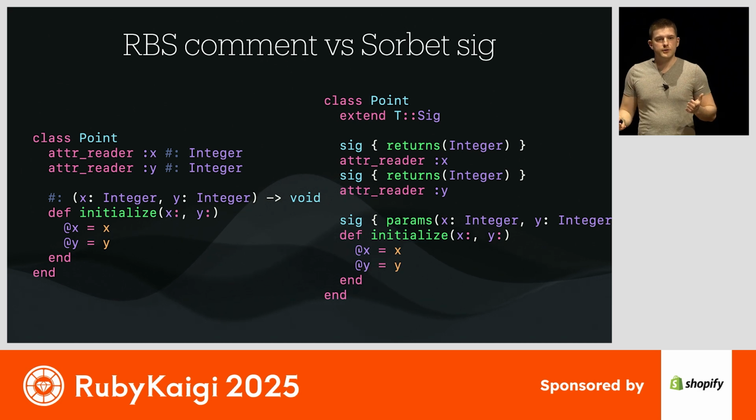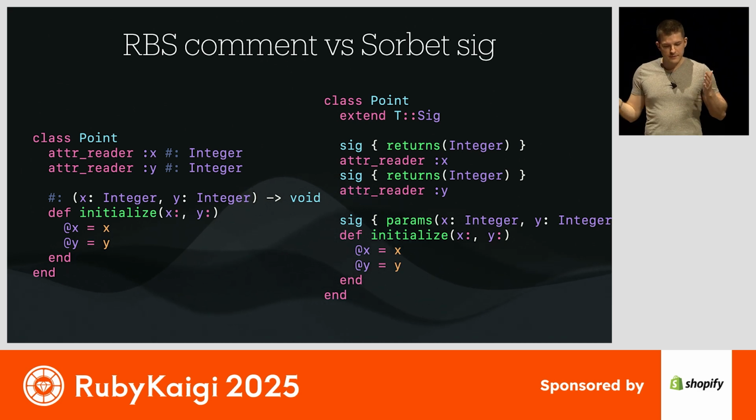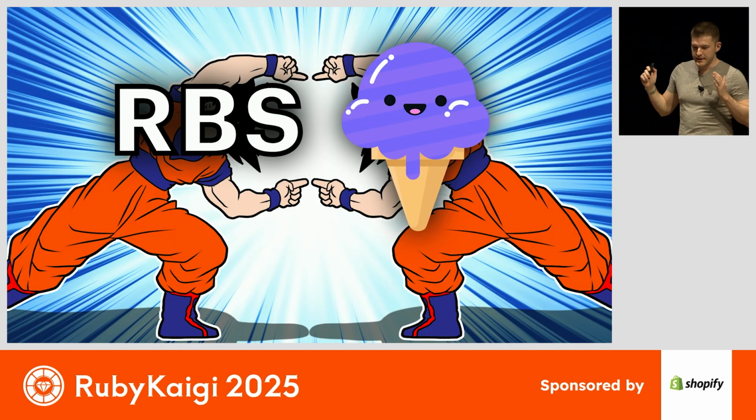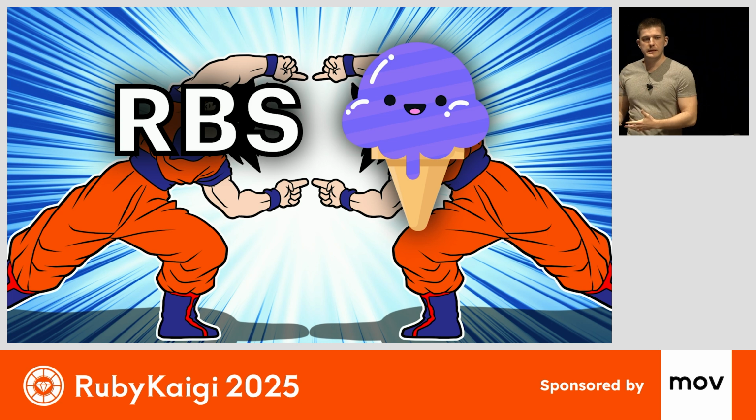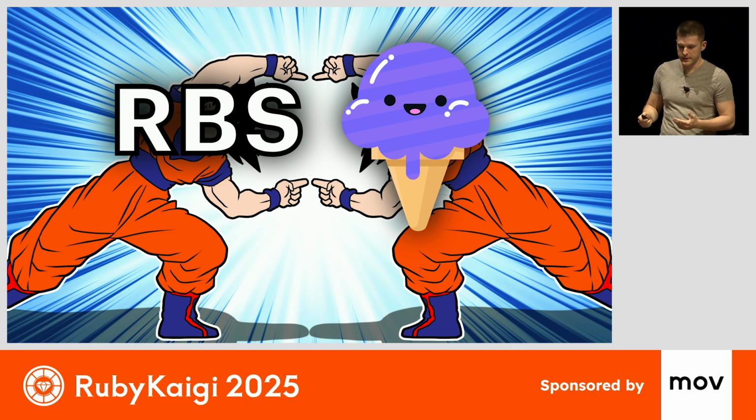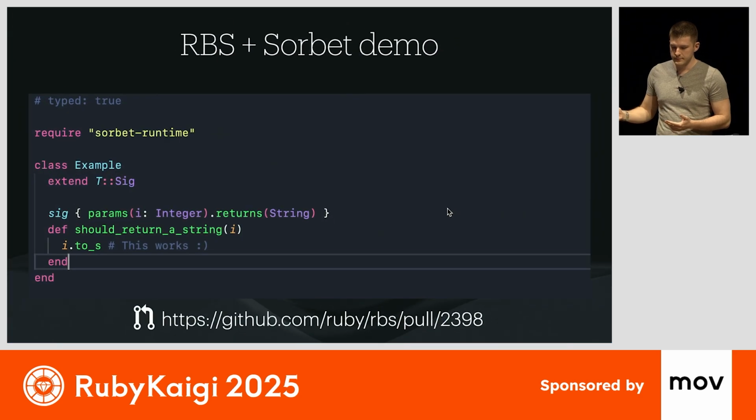So what did we want to do? Well, we wanted the brilliant Dragon Ball Z fusion of RBS and Sorbet together. We want to have the elegance and terseness of the RBS syntax, but we wanted to keep Sorbet as the fast and performant backend type checker that's going to actually consume these comments and do something with them. So that's exactly what we've done.